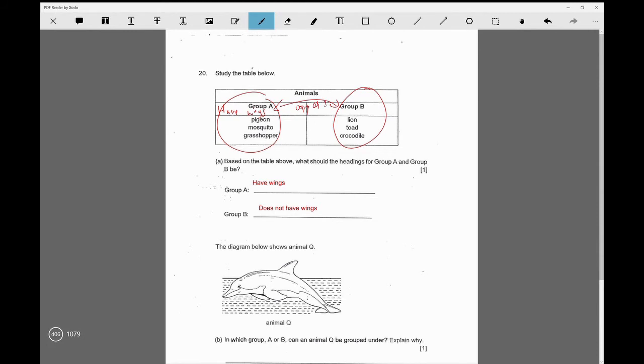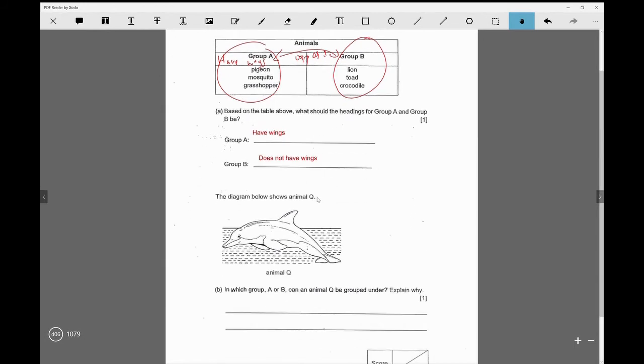So group A you say have wings, group B you must say no wings. You cannot say group A have wings, then you say, for example, group B feed on animals only. You cannot write that down because the headings must be opposite of each other.